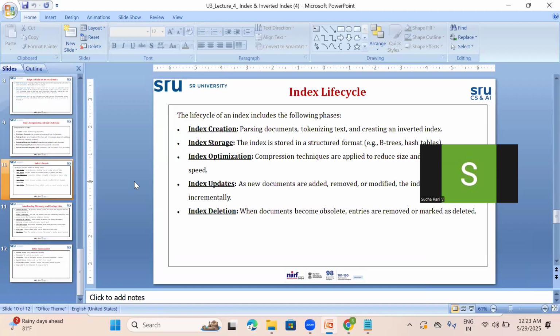Index life cycle. The life cycle of an index includes the following phases: index creation, parsing documents, tokenizing text, and creating an inverted index. Index storage. The index is stored in a structured format. Index optimization. Compression techniques are applied to reduce size and increase speed. Index updates. As new documents are added, removed or modified. Index deletion. When documents become obsolete, entries are removed or marked as deleted.